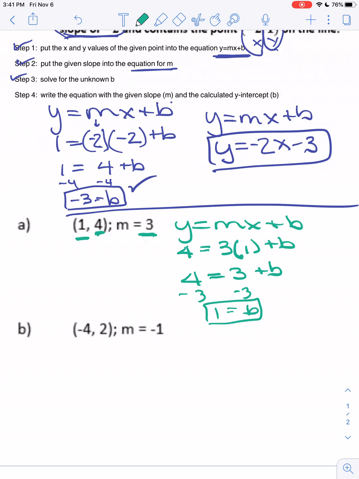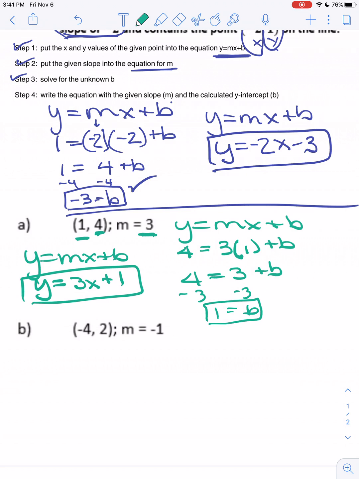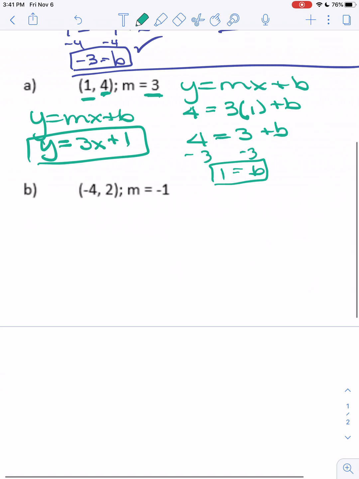So now it's our job to put it all together. So we're going to say y equals mx plus b, and y stays y, m we were given is 3, x stays x, and we calculated the b to be 1, and we're done. One more. Okay, here we go again.